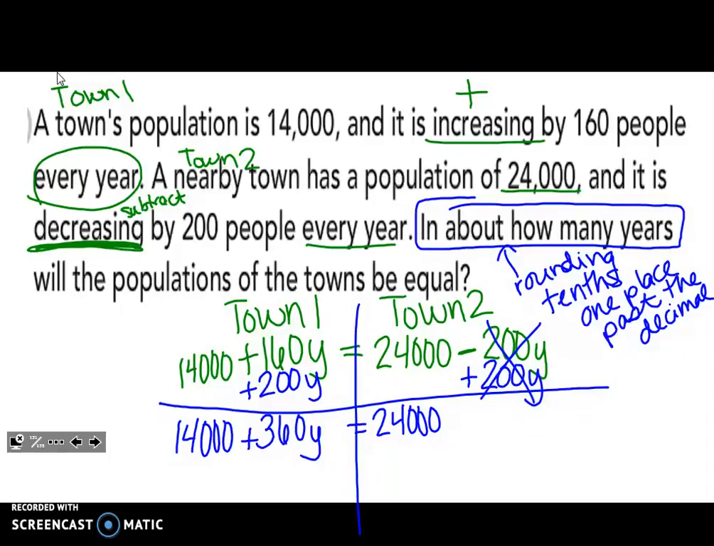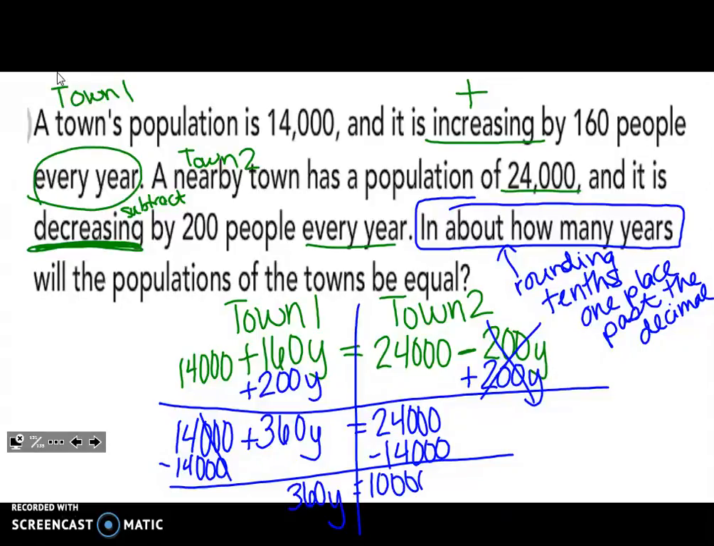Now it's a two-step equation, so we're going to subtract the 14,000 away. So we get 360y equals 10,000. We're going to divide by 360. So we get y equals, and when you type in 10,000 divided by 360, you should get 27.7 repeating. Right here is the tenths place.